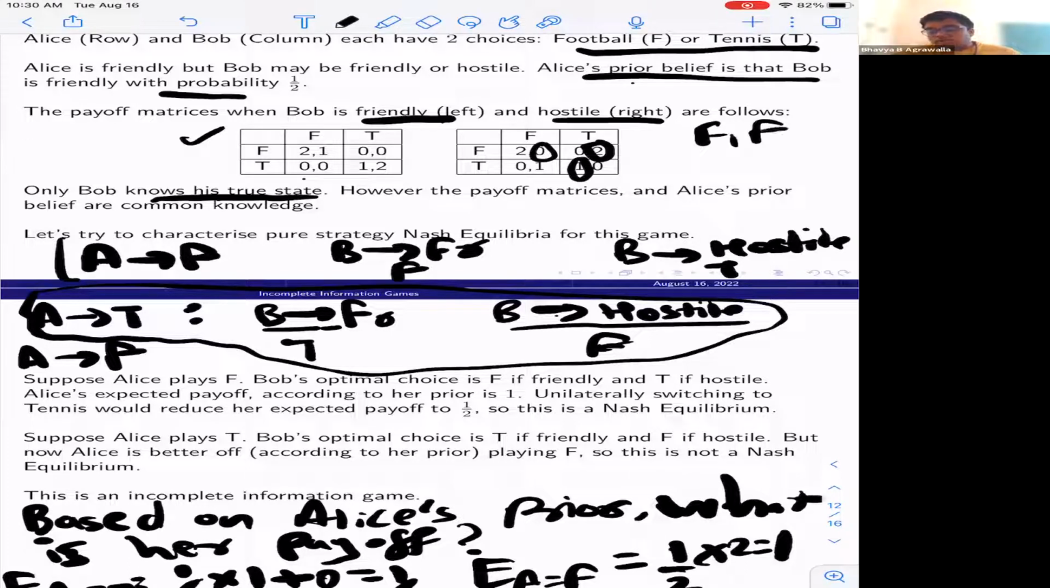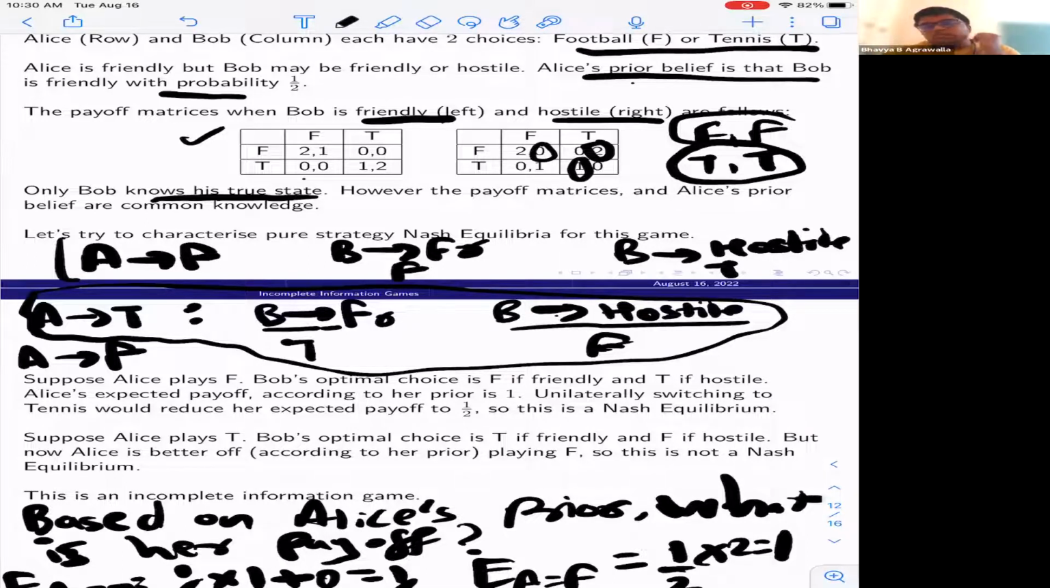One Nash equilibrium is when both agree to play football, and one Nash equilibrium is when both agree to play tennis. When both agree to play tennis, no one would want to shift, because then the payoff would become zero. And when both want to play football, no one would want to shift, because then the payoff would become zero. And this tennis Nash equilibrium is favorable for Bob, because he gets to play tennis and his payoff is two. And in this football Nash equilibrium, his payoff is one.